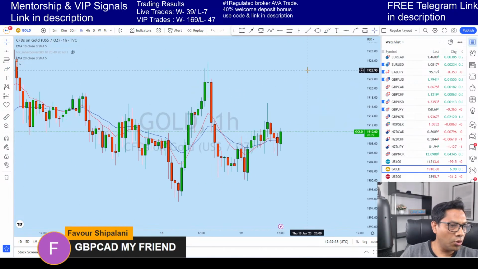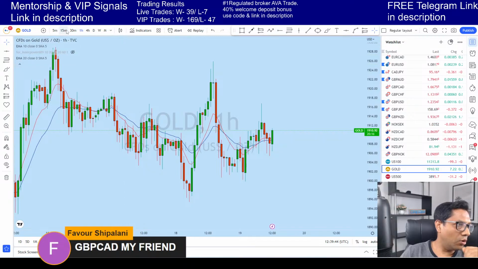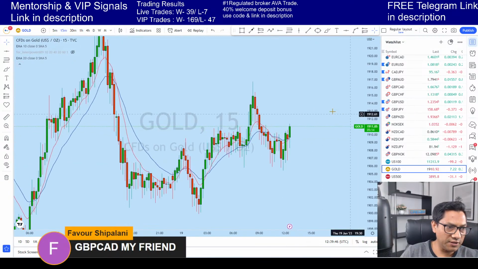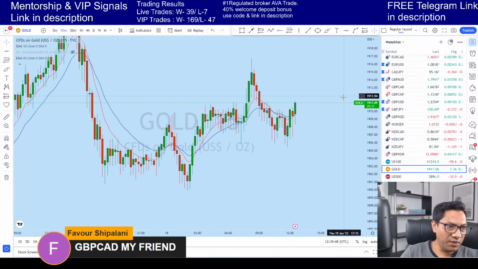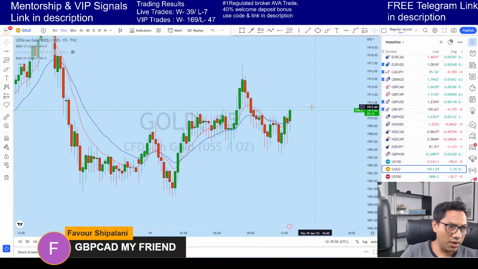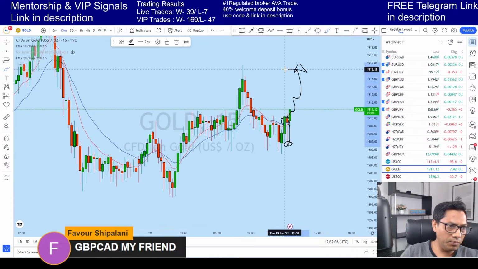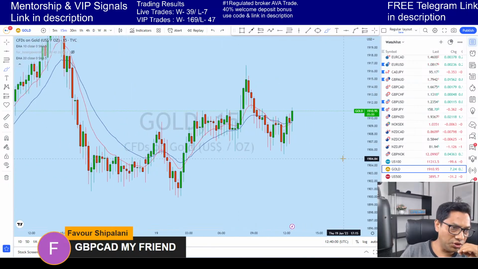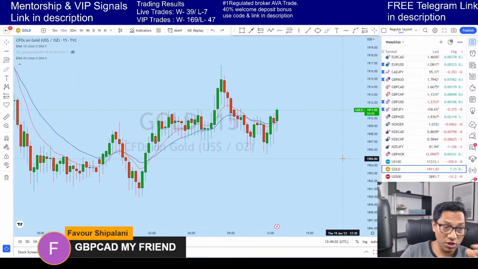So let's see what is happening with gold on the lower time frame. On the 15 minutes time frame, you see this doji basically grabbed liquidity and is now creating a bullish move. I think we might find some bullish trading opportunity on gold for the short term like yesterday. If we find one, we'll jump on a trade, guys.